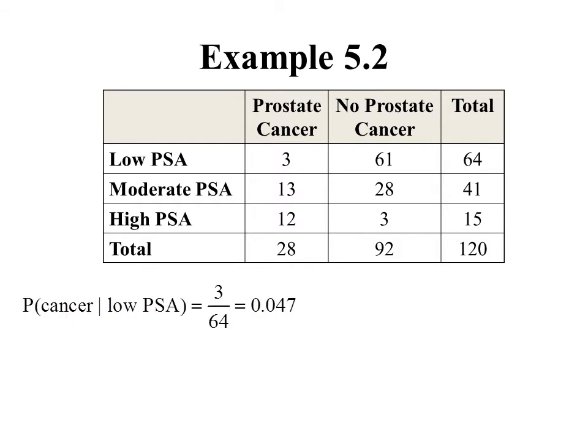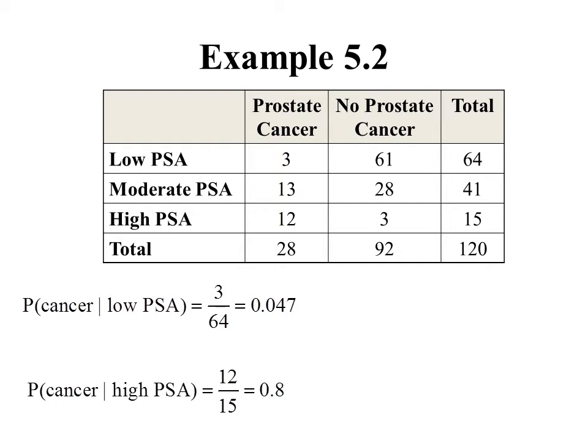Well, we can calculate this probability in the same way as in the previous example. The denominator is the number of guys who had a low PSA, which is 64. The numerator is the number of guys who had a low PSA and prostate cancer. So 3 divided by 64, that arithmetic is 0.047.